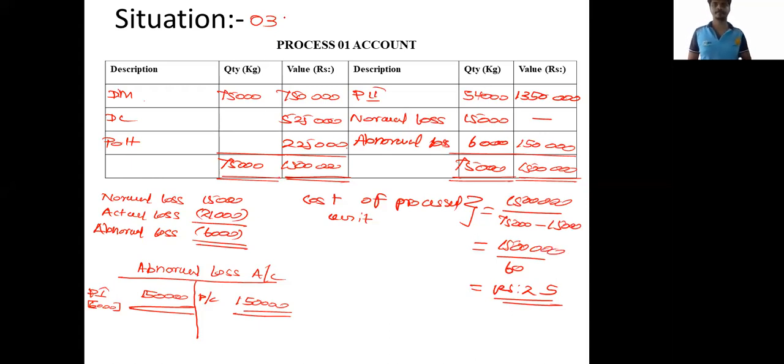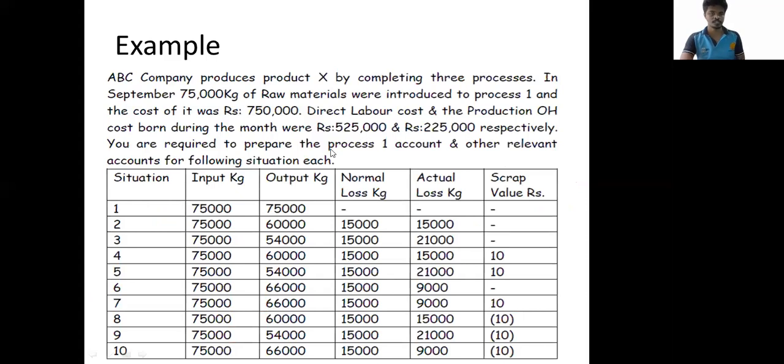Take this. Now situation number 4. Here you can see input 75,000, output 60,000, normal loss and actual loss equal. That means we are not having any abnormal losses, but here we are having the scrap value. That means here we can solve out the scrap value.